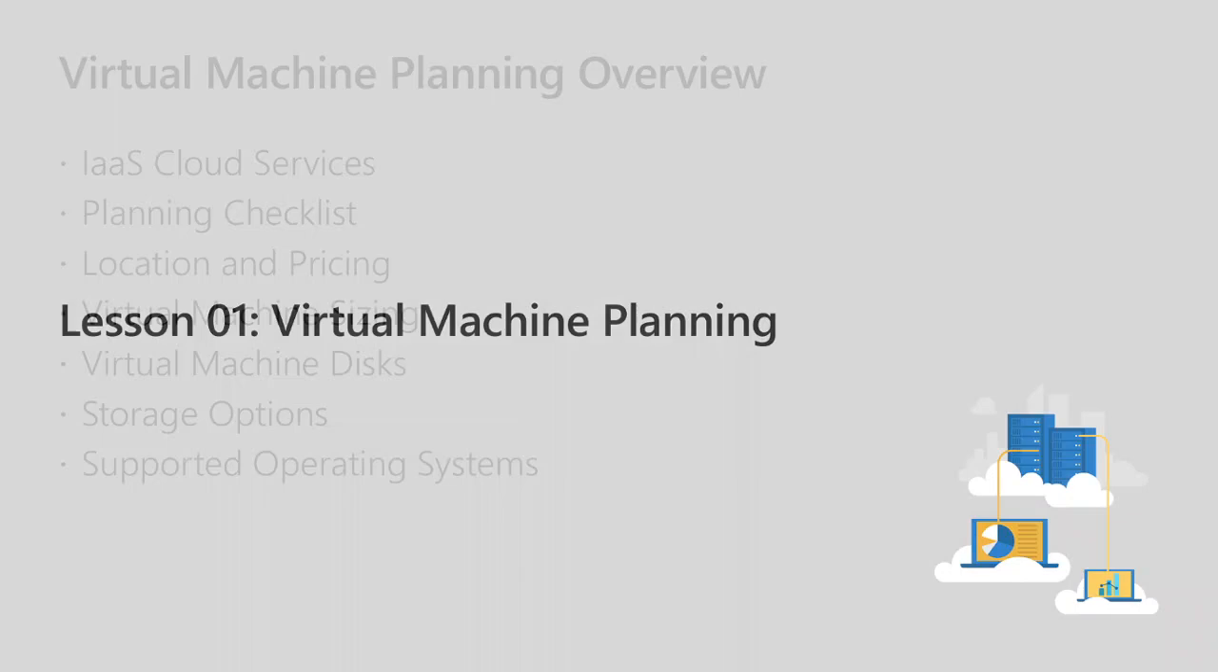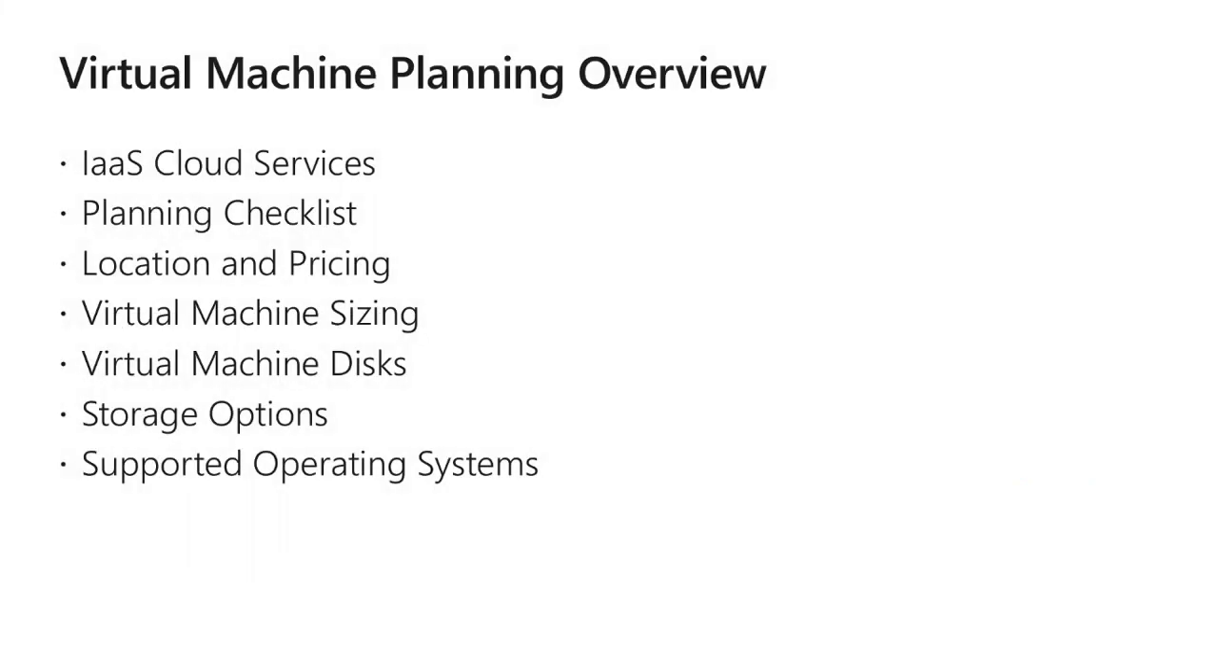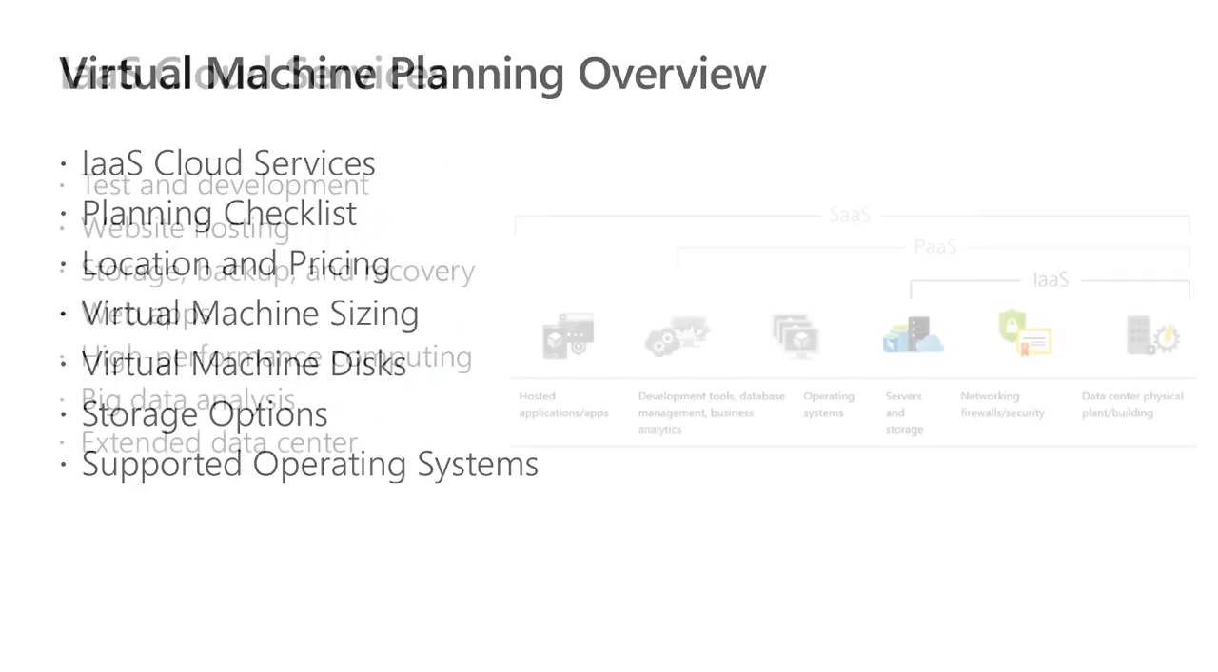First thing comes the planning. In the planning phase, you have to inform your customer. This will be the IaaS module. Then you have to gather the details of your planning checklist. Then you have to decide the location and pricing. You have to decide the virtual machine sizing and disk. And there are plenty of storage options available. We'll talk later. And then you will decide the operating system and deploy the virtual machine.